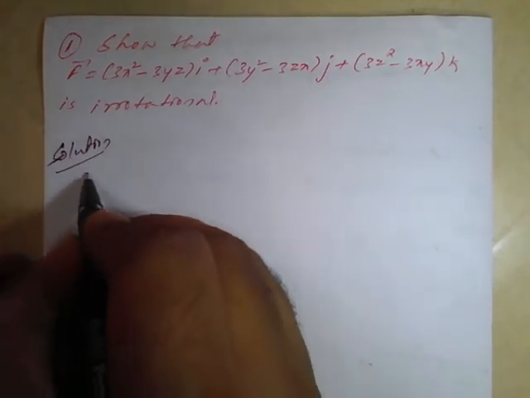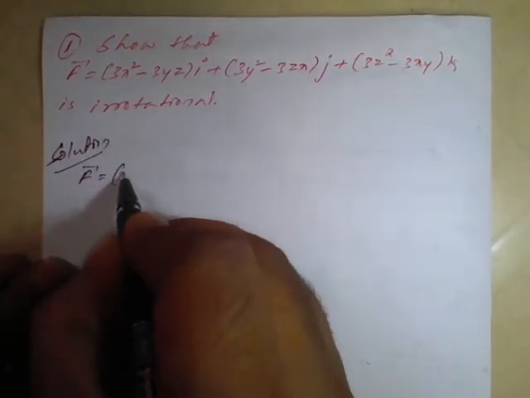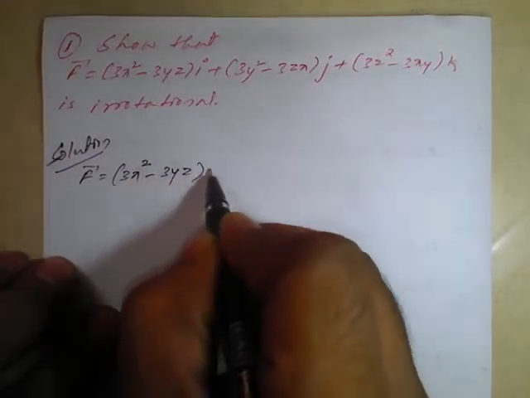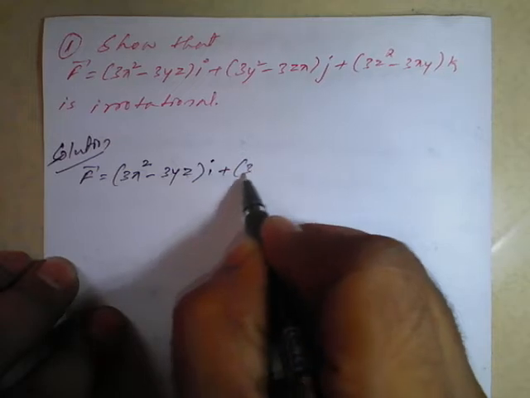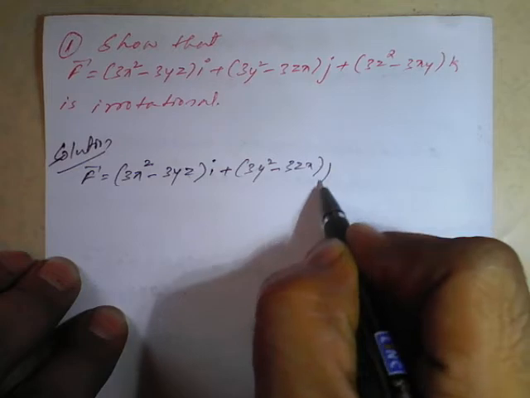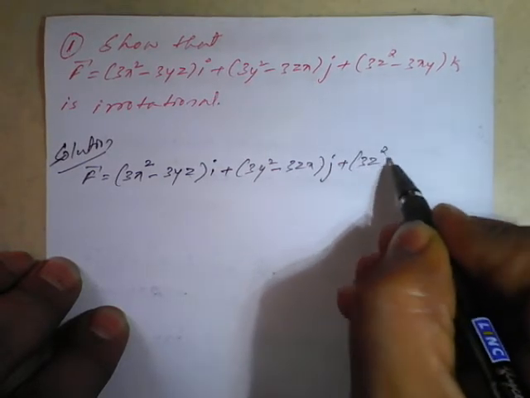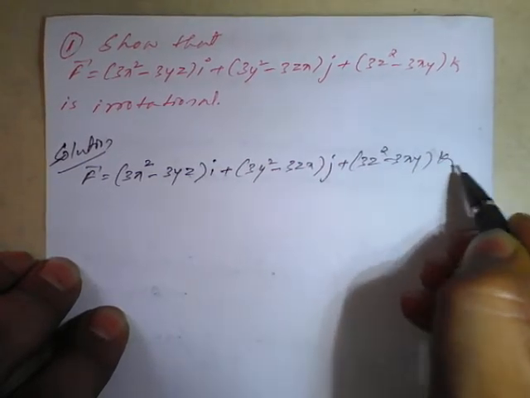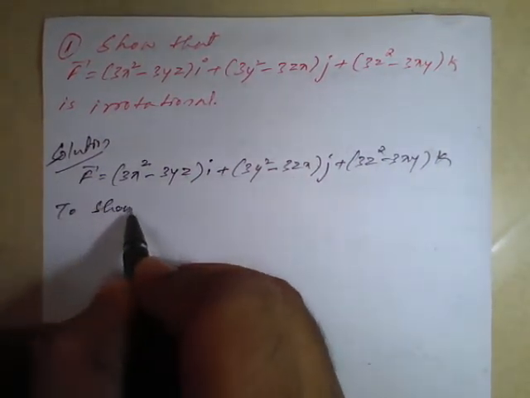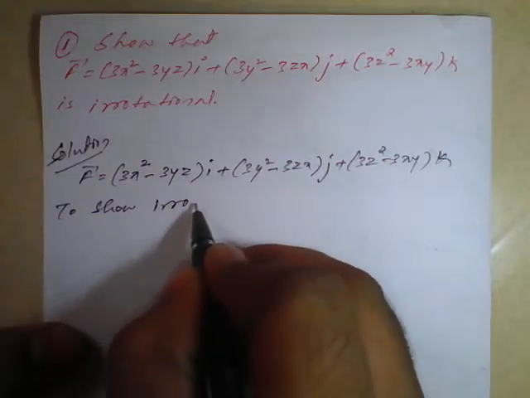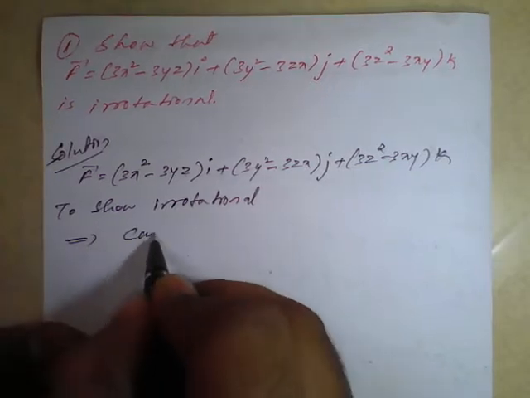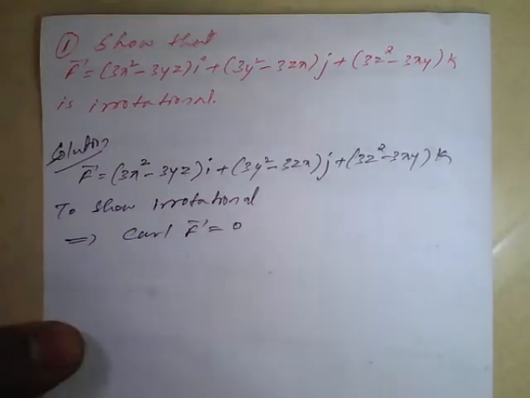Given vector f, take it as it is, that is vector f is equal to (3x square minus 3yz) i plus (3y square minus 3zx) j plus (3z square minus 3xy) k. So this is the given vector f. To show irrotational, we need to show that curl of given vector f is equal to 0.